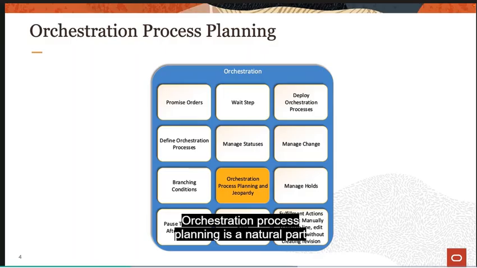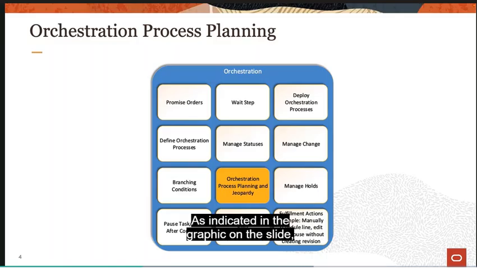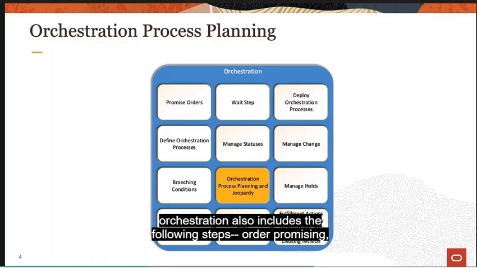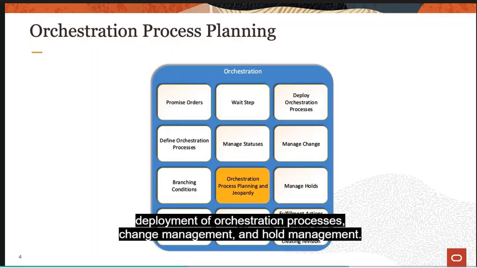Orchestration process planning is a natural part of enabling the orchestration of orders. As indicated in the graphic on the slide, orchestration also includes the following steps: order promising, branching conditions, pause task, wait steps, status management, orchestration process definition itself, fulfillment line splits, deployment of orchestration processes, change management, and hold management.